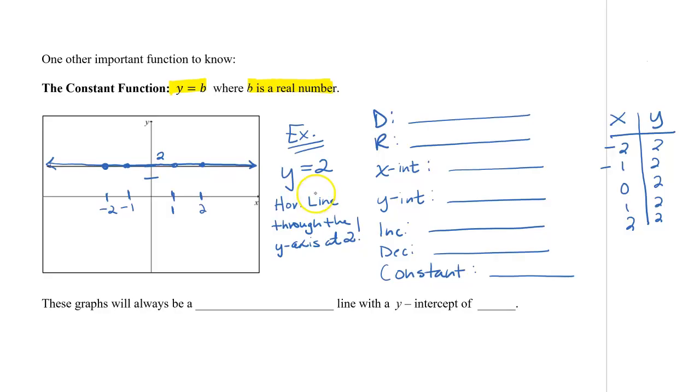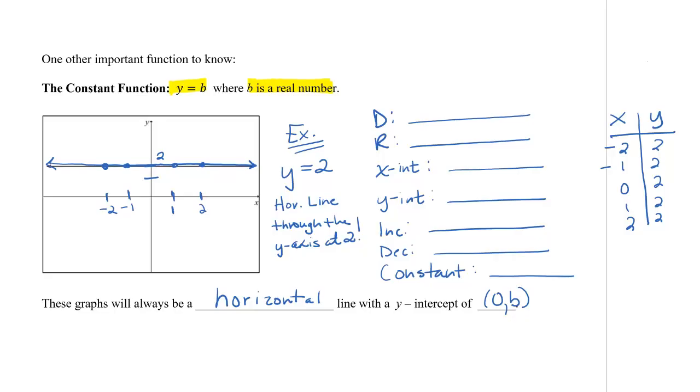So whether it's y equals 2, y equals 3 would be above that, y equals 1 would be below that, y equals -5 would be even lower. It's always going to be a horizontal line with a y-intercept of 0, b.